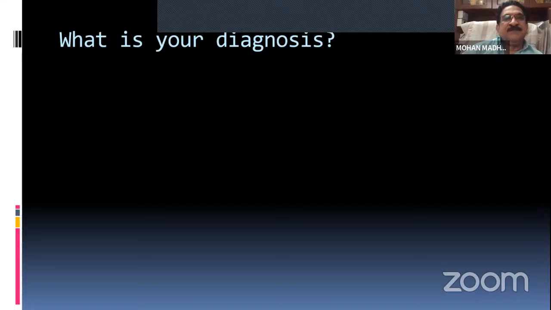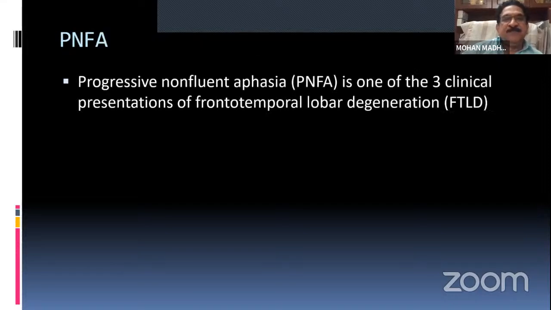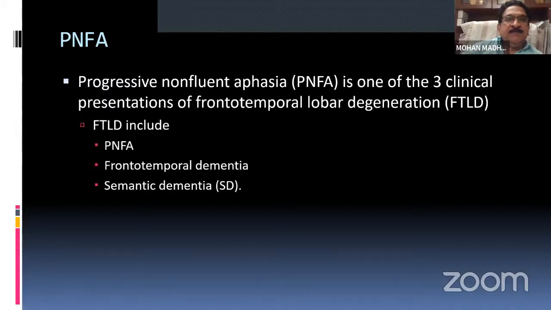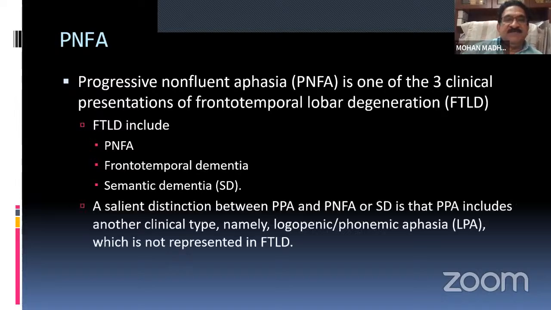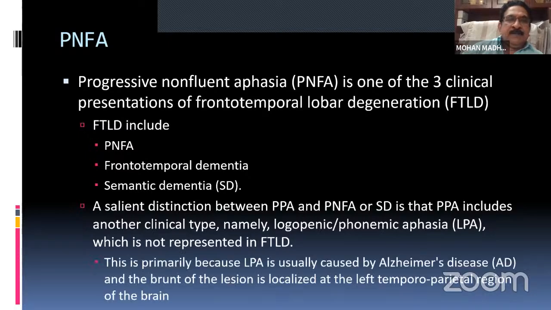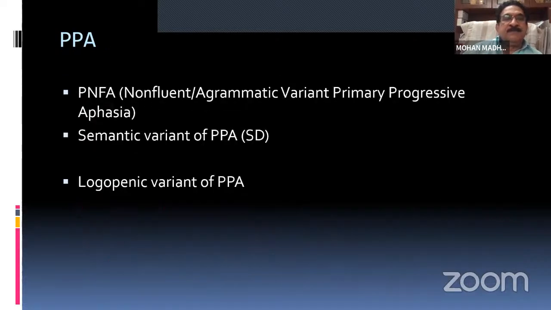Exactly correct. So what is PNFA? PNFA is progressive non-fluent aphasia. It's one of the three clinical presentations of frontotemporal degeneration. FTLD can be PNFA, frontotemporal dementia, and semantic dementia. Now, there is a salient distinction between primary progressive aphasia and PNFA or semantic dementia: primary progressive aphasia includes another clinical type, namely the logopenic or phonemic paraphasia variant, which is not represented in frontotemporal dementia. So in PPA, there are three types: PNFA, semantic variant, and logopenic variant.